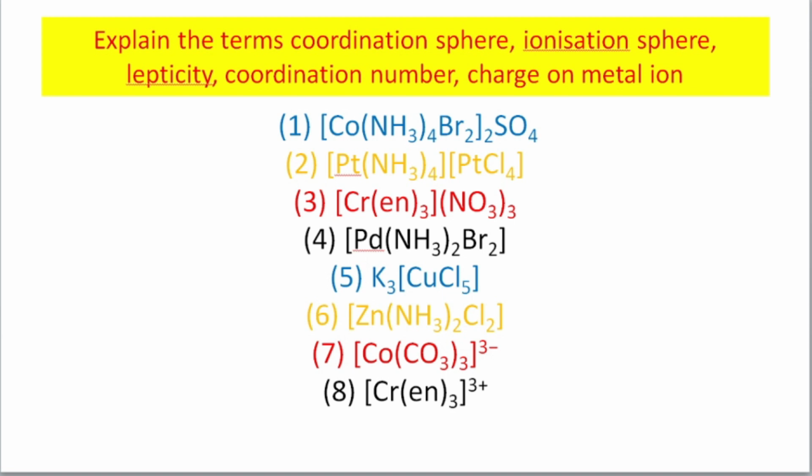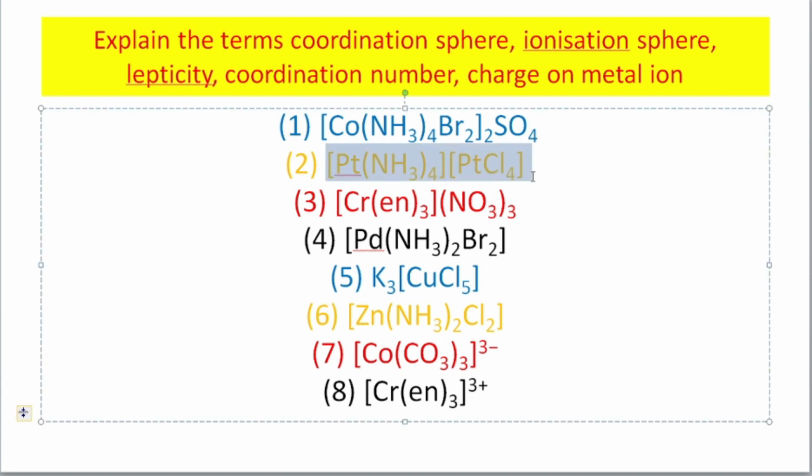Now see the second term, ionization sphere. Outside the coordination sphere, those spaces are in the ionization sphere. In the first complex, who is out of the square bracket? Yes, SO4 minus 2, that is in the ionization sphere. It is a very interesting example for ionization sphere. Here 2 complex ions are there. One is [Pt(NH3)4] and the other is [PtCl4].